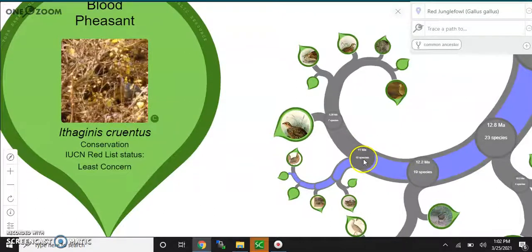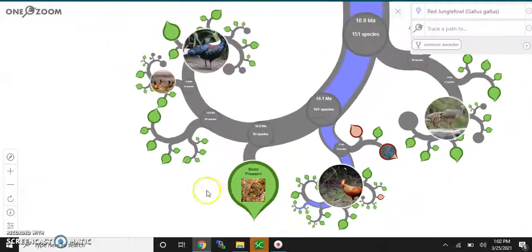I'm going to pay attention to that right there. And I wrote that down, that this branch right here is going to have 13 species, and it branched off from the common ancestor about 11 million years ago. MA would be million years ago. I'm going to keep zooming out. But I did write that down.